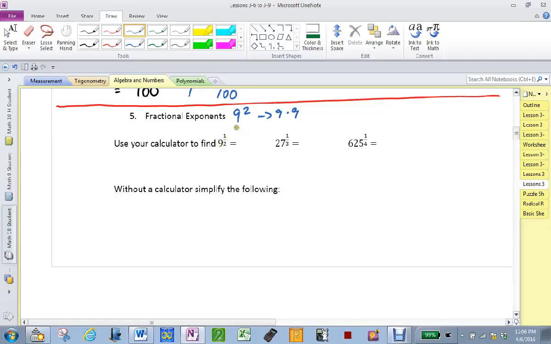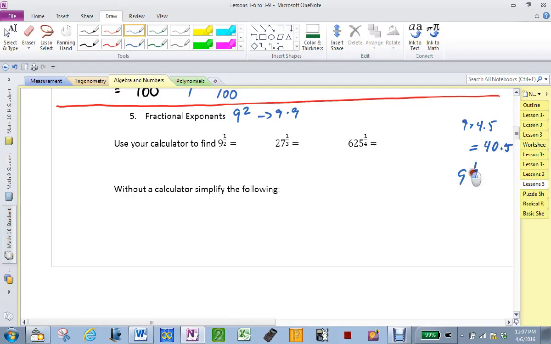All right, now, 9 to the 1/2. What does that mean? 9 times itself, how many times? Half a time. That makes no sense, does it? The one guess that you could make is, well, couldn't it be 9 times 4.5? Because half of 9 is 4.5. So if that were right, 9 times 4.5 equals 40.5. Does that make any sense?